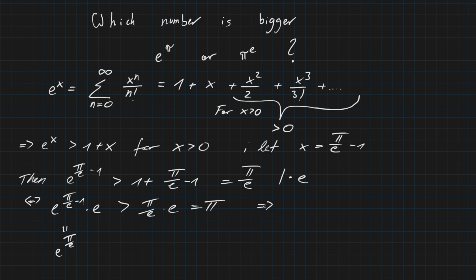And when taking to the power of e on both sides, then we are getting e to the power of pi over e to the power of e is bigger than pi to the power of e. And this at the end is just e to the power of pi bigger than pi to the power of e, which tells us the answer. e to the power of pi is indeed bigger than pi to the power of e. I hope you guessed it right. If not, then this proof tells you the answer.